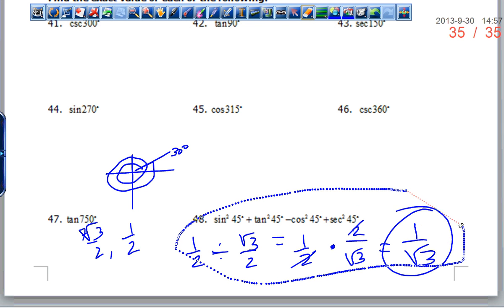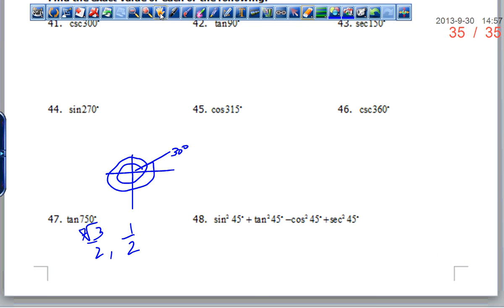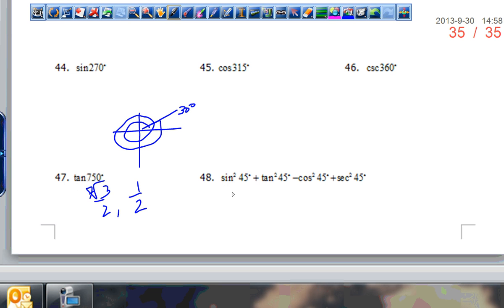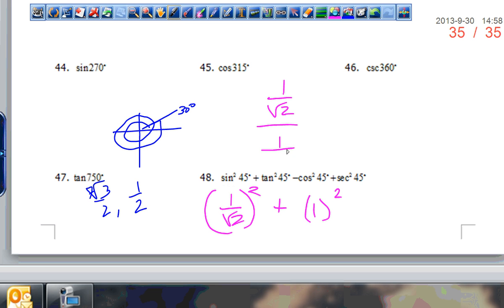Last one, 48. Everyone got this one down? Okay. This one is super duper easy, even though it looks really menacing. What is the y value at 45? 1 over root 2. The squared means 2 squared. Plus, now tangent, if the y and the x are the same, it should just be 1. So for 45, are the y and the x the same? Yeah, so it's just 1. Squared. Reason why, if you have 1 over root 2 divided by 1 over root 2, same over the same, that's just 1. Okay, so minus the x value at 45.